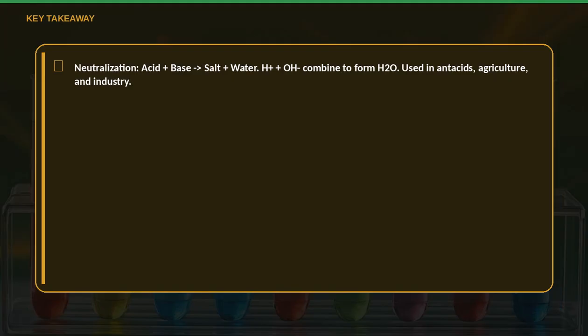Key takeaway: neutralization, acid plus base yields salt plus water. The H+ from the acid and OH- from the base combine to form H2O. This principle is used in antacids, agriculture, and industry.